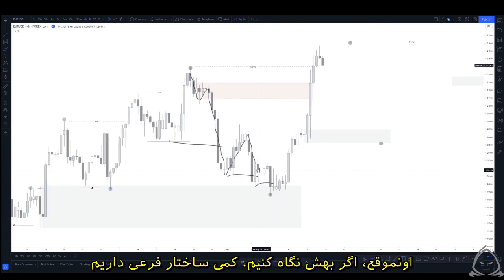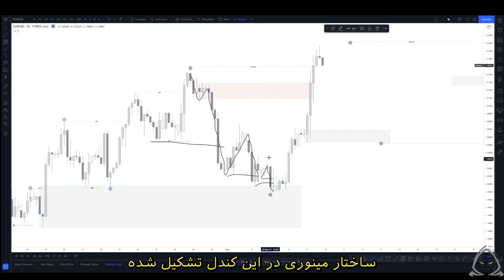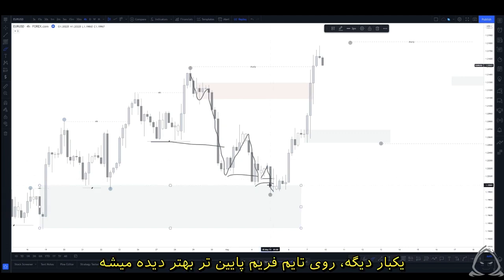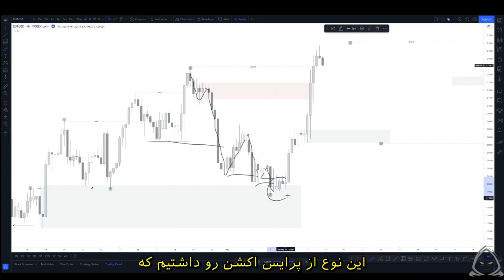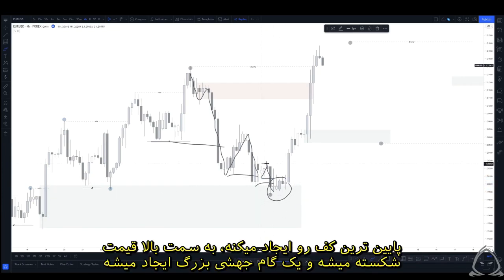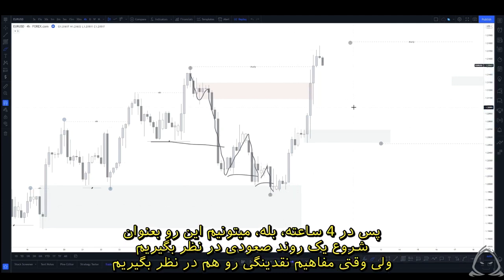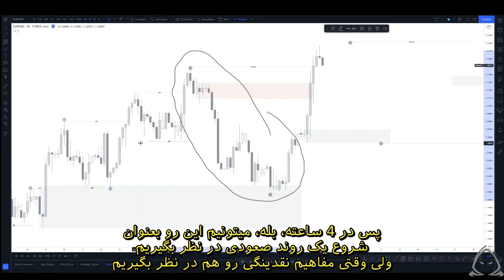So in that case, if we're looking at it here, we would have some substructure. We have minor structure being created within this candle. Again, it would be seen more on a lower time frame. We get this sort of price action that creates the lowest low. We break to the high and we start creating a large impulsive leg. So on the 4 hour, yes, we can consider this the start of a bear trend.